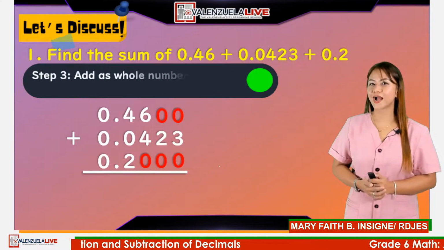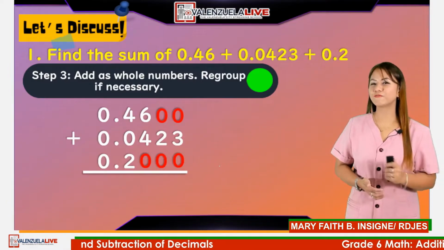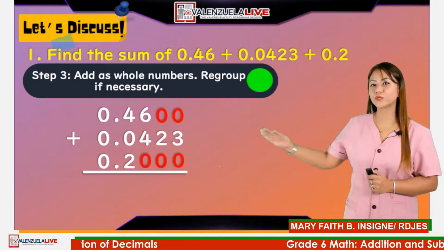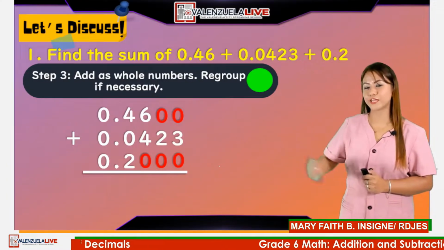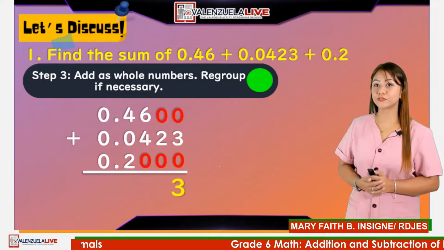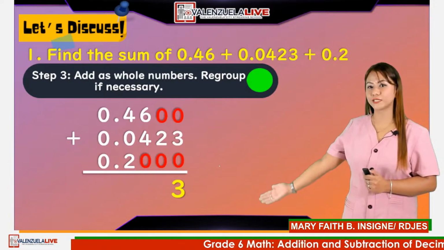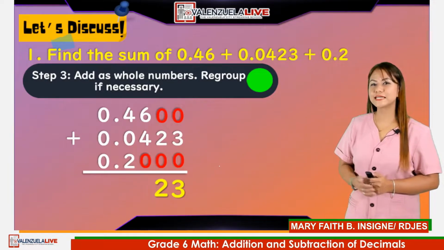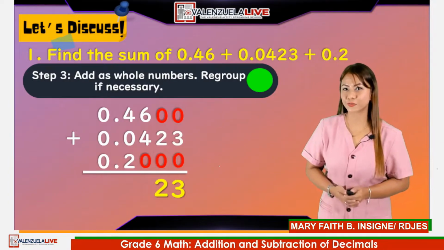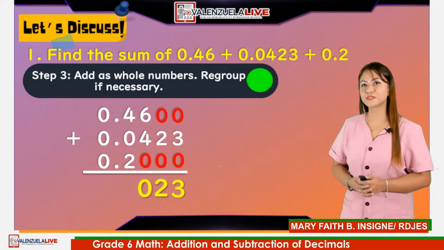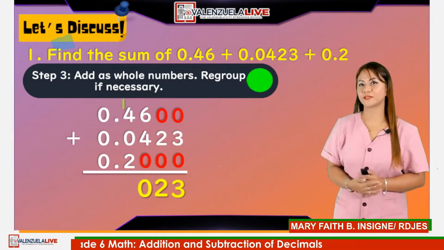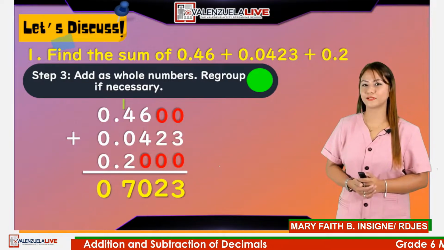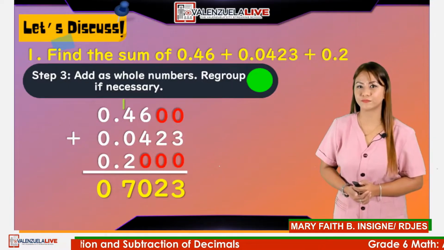Step 3, add as whole numbers. Regroup if necessary. Let's start with the lowest value, or we add from right going to left. Begin with 0 plus 3 plus 0 equals 3. Then 0 plus 2 plus 0 equals 2. 6 plus 4 plus 0 equals 10. Write down 0, regroup 1. 4 plus 2 plus 1 equals 7. And lastly, we bring down 0.